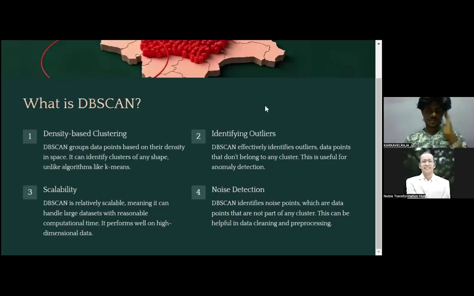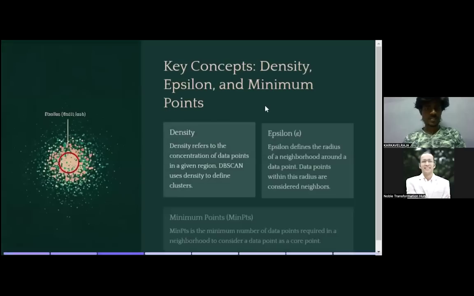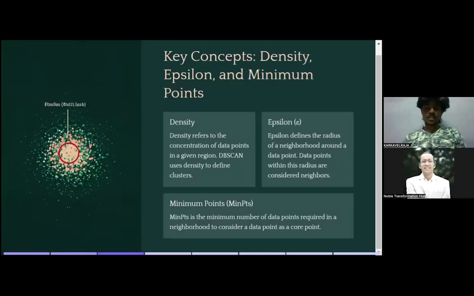Yeah, sure, sir. So moving on, let's see what we have next. Key concepts. Let us see what the key concepts are: density, epsilon, minimum points, guys. These are the parameters you need to understand before moving to the coding session. So we are learning a black box here, right? Let us understand this. Density.